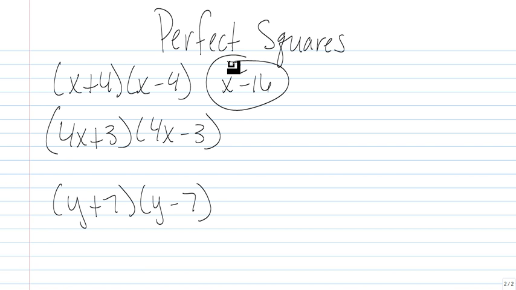So now let's do the second example here. Multiply your first terms together. So 4x times 4x is 16x squared. And then multiply your last terms together. So 3 times 3 is negative 9. Okay, let's do this last one. Multiply your first terms together. So y times y is y squared. And then multiply your last terms together. 7 times 7 is negative 49. So we just multiplied binomials and multiplied perfect squares.